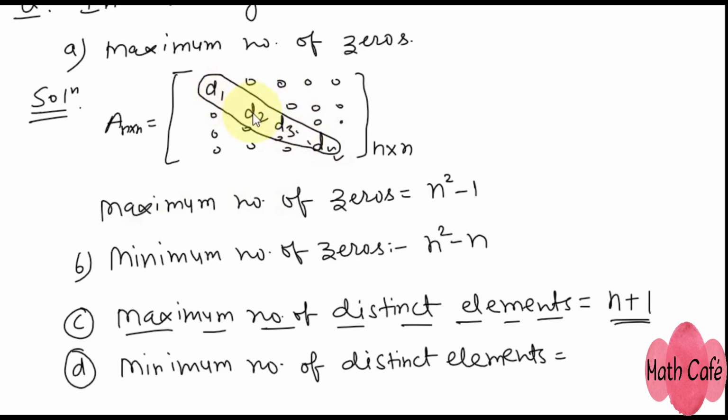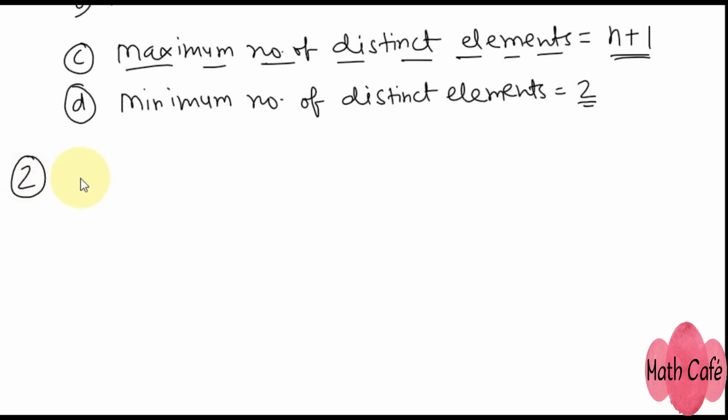So if d1, d2 up to dn minus 1 are 0, then they are not distinct, and dn is non-zero. All right, so the number of distinct elements will be 0 and a non-zero number. So the number of distinct elements would be 2. Hope you understand this. Another part, that is scalar matrix.